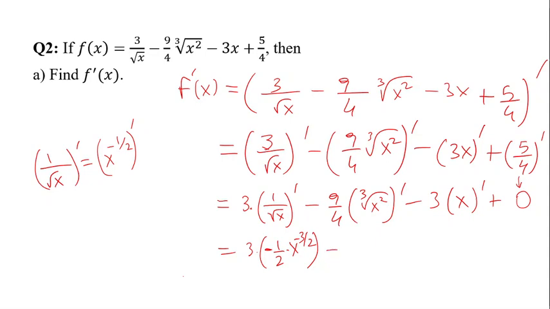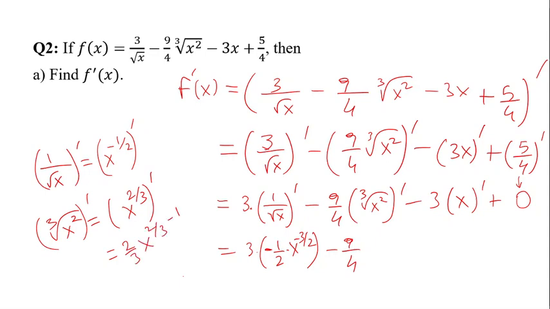Then minus 9 over 4. What is this now? This is the cube root of x squared. You can write this one as a power of x, which will be 2 over 3. Okay, what's the derivative of this? Let's remember it. 2 over 3 comes to the front, then x to 2 over 3 minus 1. So this becomes 2 over 3 x to minus 1 over 3.